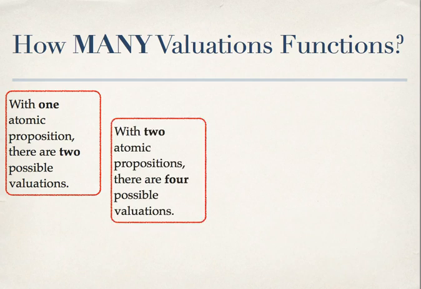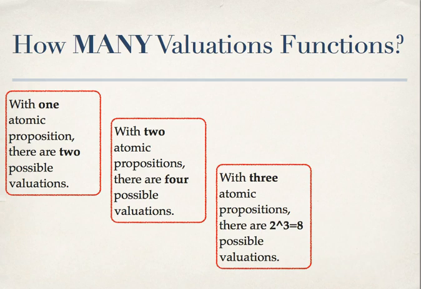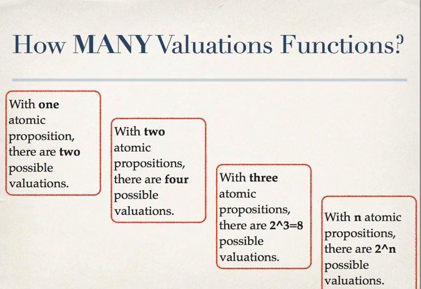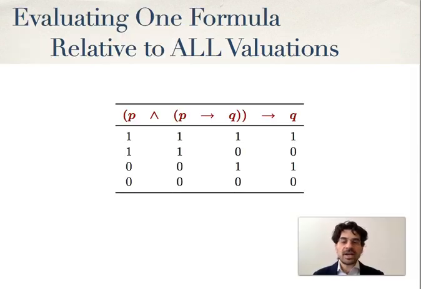If we have two atomic propositions, then there are in total 4 possible valuation functions. If there are 3 atomic propositions, there are in total 2 to the power of 3, namely 8 possible valuation functions. Generalizing this, if we have n atomic propositions, there are in total 2 to the power of n possible valuation functions. So the task now is to evaluate a formula relative to all the possible valuation functions. Let's consider an example.